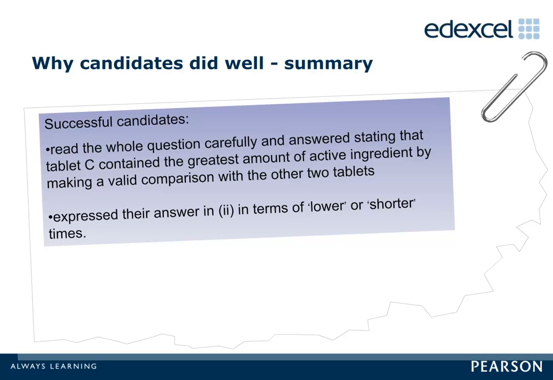In this question, successful candidates read the whole question carefully and answered stating that Tablet C contained the greatest amount of active ingredient by making a valid comparison with the other two tablets. They expressed their answer in Part 2 in terms of lower or shorter times.